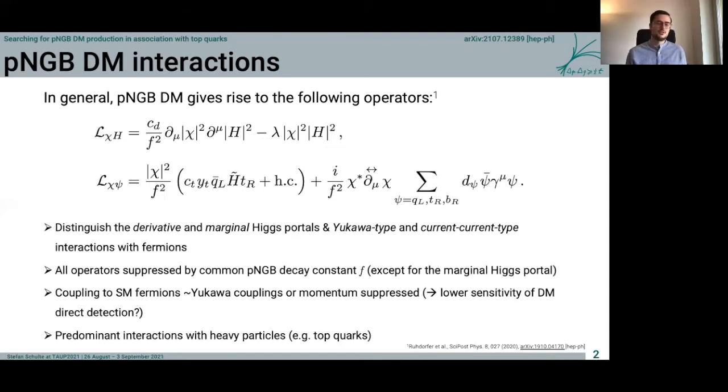Since the interaction of dark matter with the light standard model fermions is either Yukawa suppressed or momentum suppressed, one would expect these models to be less constrained by dark matter direct detection. But on the other hand, the scaling with the Yukawa coupling suggests an investigation of the interactions of dark matter with top quarks. And this is exactly what I want to talk about in this presentation.